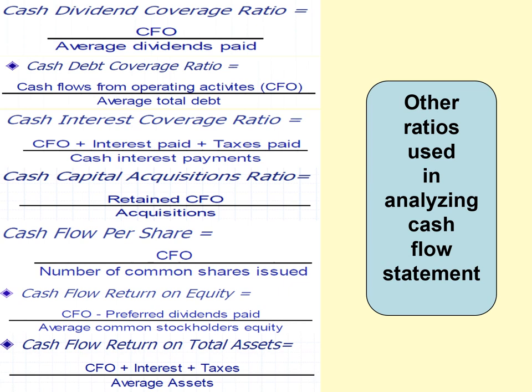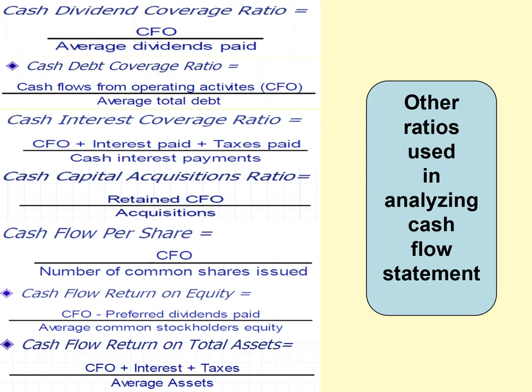And then we are going to the cash capital acquisition ratio, which means the retained CFO divided by acquisitions. And the acquisitions will be available in the second section of the cash flow statement, which is the investment part related to the outflows. And next, we are going for the cash flow per share, which means CFO divided by the number of common shares issued if there is no availability for the outstanding. If there is an availability for the outstanding, it's better to use it.